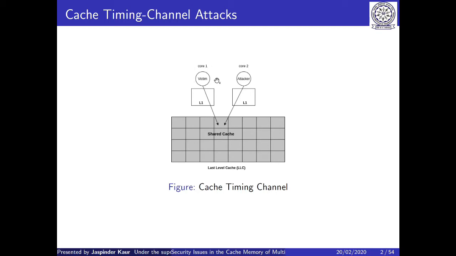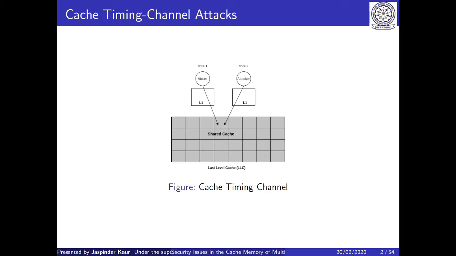And from the architecture, you can easily see that both the cores are sharing the set associative last level cache. So the side channel attack that I will discuss today is based on this shared set associative cache. Because of this shared set associative cache, the attack is possible here.